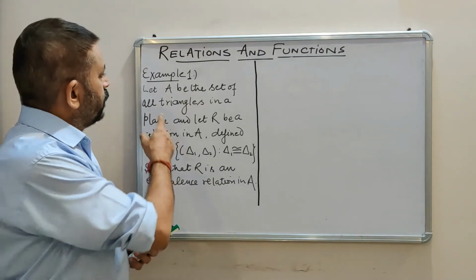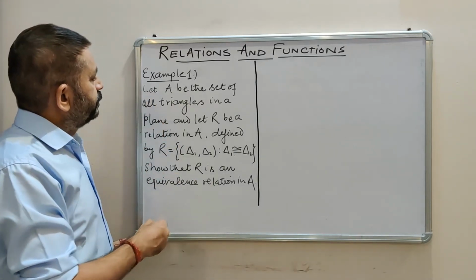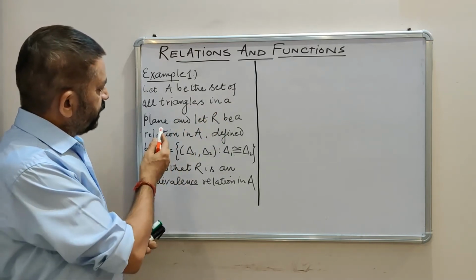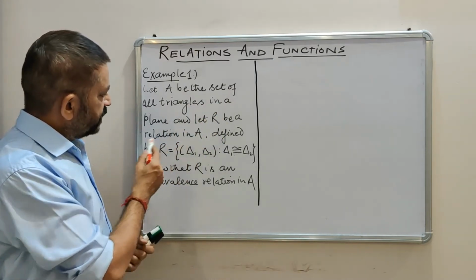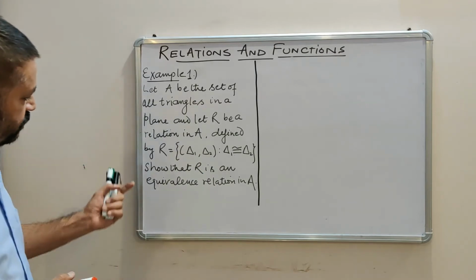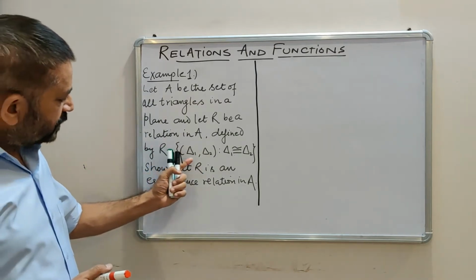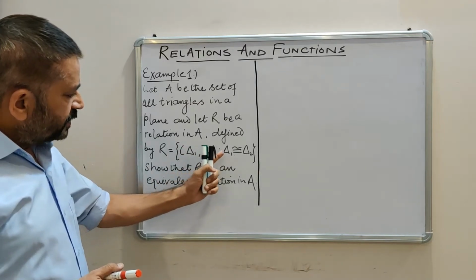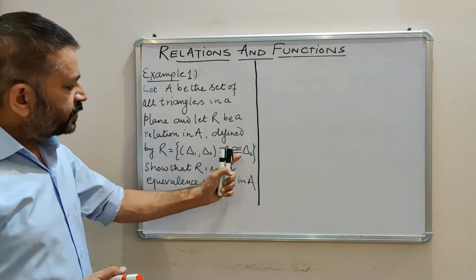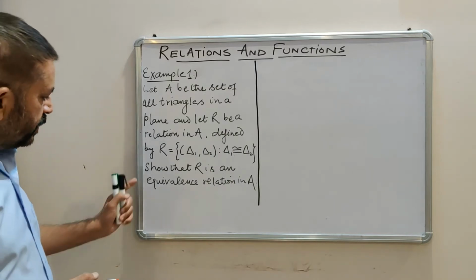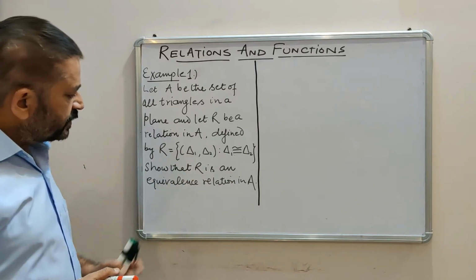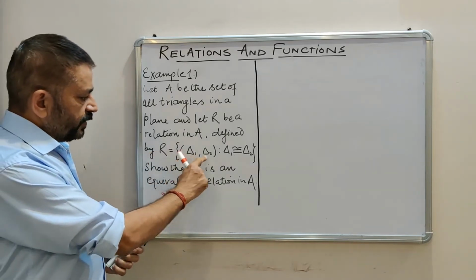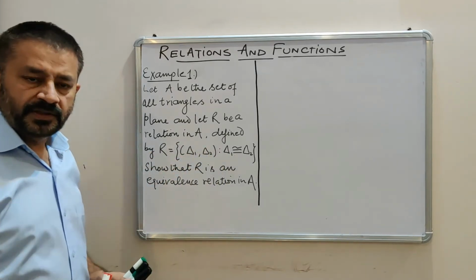Now, one example. Let A be the set of all triangles in a plane and let R be a relation in A defined by R = {(Δ1, Δ2)}, where these are two triangles such that triangle 1 is congruent to triangle 2. Show that R is an equivalence relation in A. So our relation is triangle 1 is congruent to triangle 2.